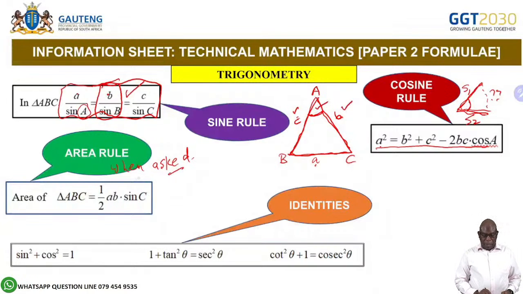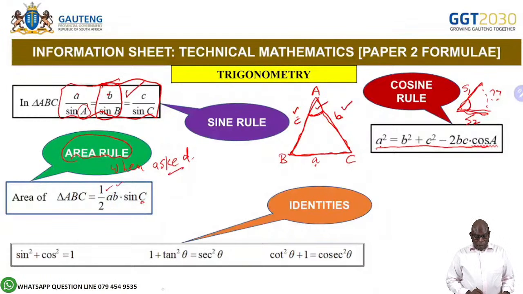Area rule, I said when asked, if I'm given the area and then I need to find the other side, I can do that. If I'm given these two sides, that must also be used when the angle has been included.